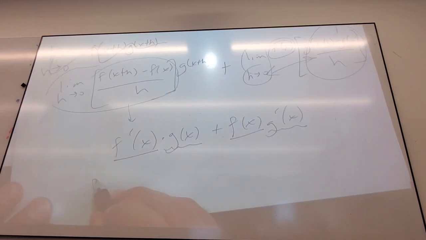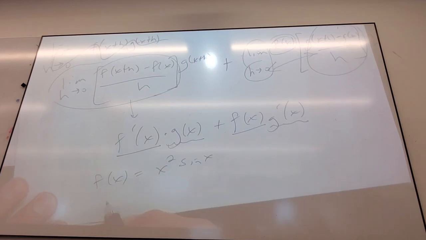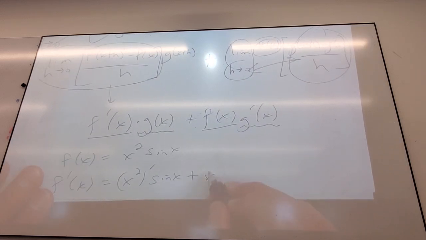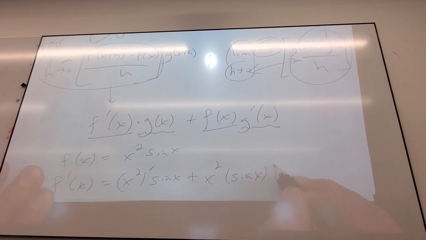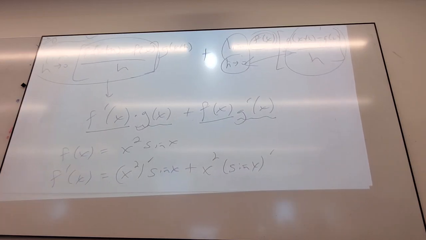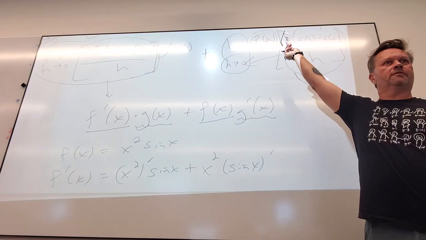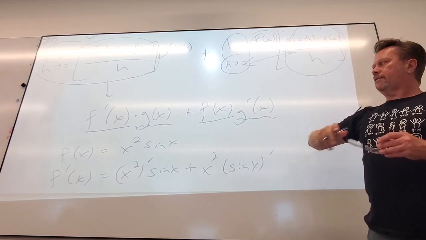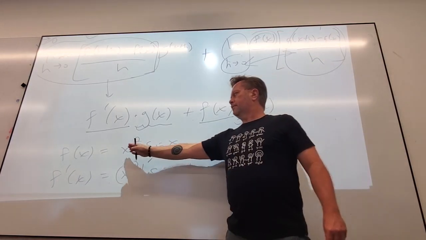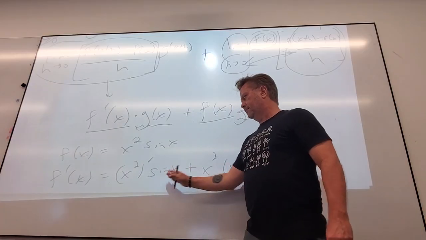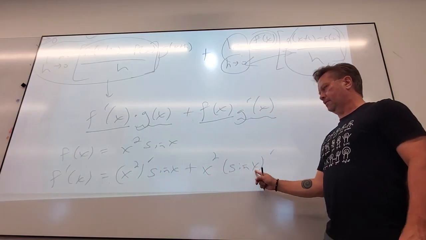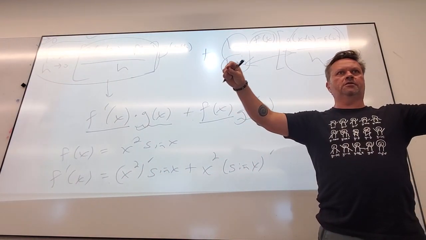So the problem we were just looking at, if I had x squared sine x, its derivative would be the derivative of the first piece times the second plus the first piece times the derivative of the second. Do you see how each function gets its own term? Why? Because it does. We proved it. So when I have a product, they each get a term.